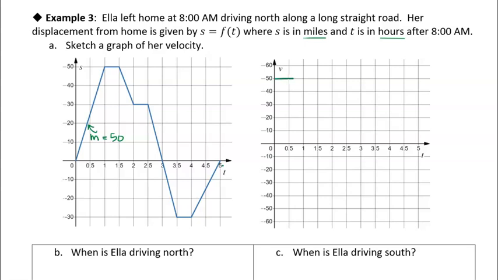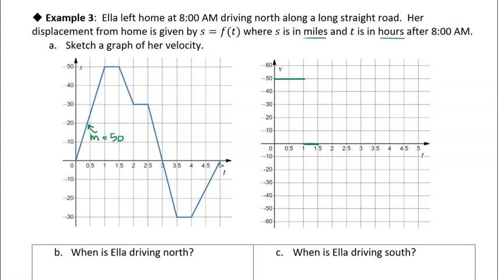Okay? So I'm just going to draw a straight line right there. That's her velocity over the first hour. Okay? And now it looks like after 1 hour, her position is just 50. So her position doesn't change. You can see that this is just a horizontal line. And when we have a horizontal line, the slope of a horizontal line is 0. Okay, so she's not moving at that point. She's not moving at all.